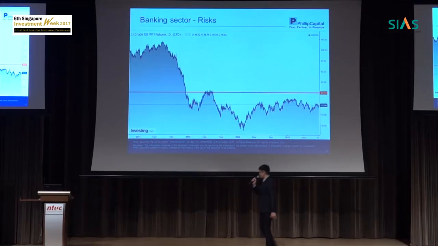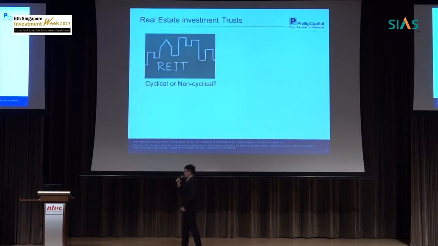Okay, so last industry. This is the oil price. The break-even price for most companies is at around $60. Currently it's trading below that level. So because of that, we might see challenges for the oil companies. Okay, last industry, REITs.